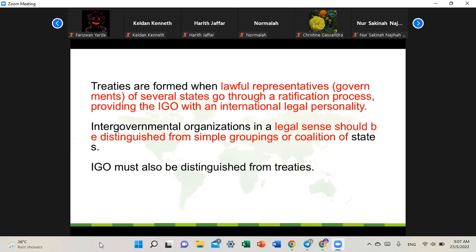Treaties are formed when lawful representatives of the governments of several states go through a ratification process, providing the IGO with an international legal personality. Okay, when treaties are initiated, lawful representative refers to an official sent by the participating states. Okay, it must be an official representative. Okay, usually in terms of treaties, they will send the relevant minister.